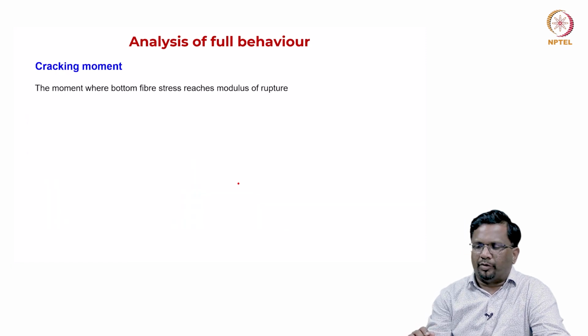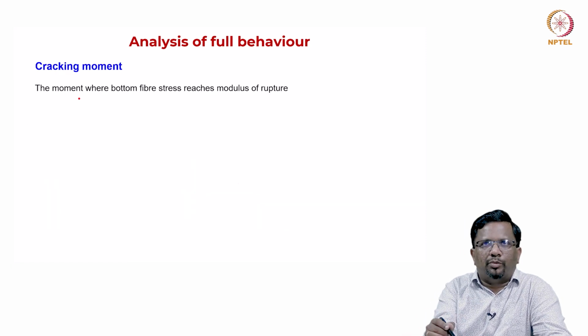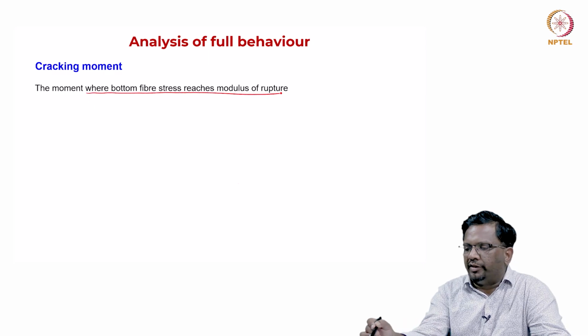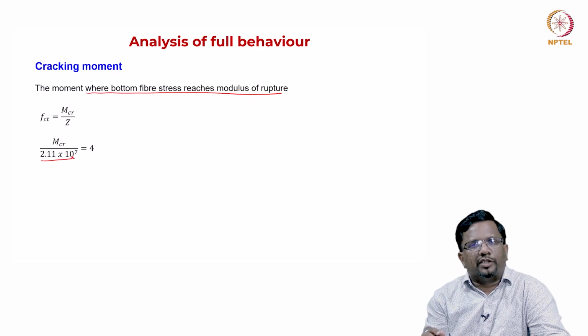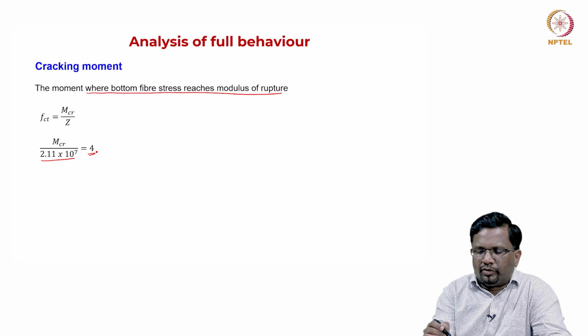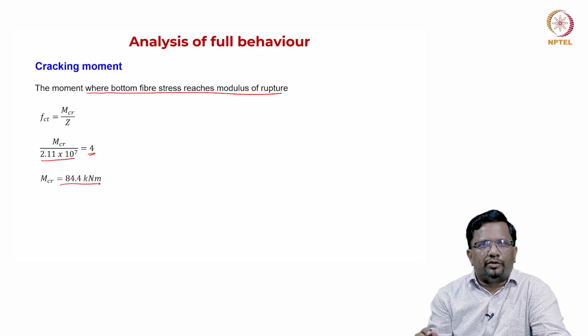So, the cracking moment. The cracking moment is the moment when the bottom fiber stress again reaches the modulus of rupture, and MCR by Z, and Z we have already calculated, the section modulus is 2.11 into 10 to the power of 7, that should equal 4. So, I directly get MCR in a very simple way, 84.4 kilonewton meter.